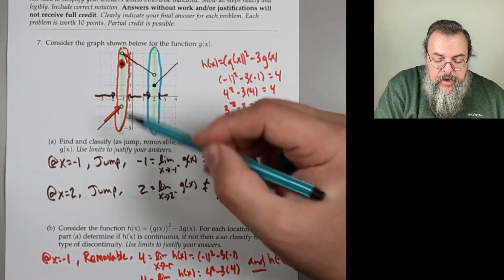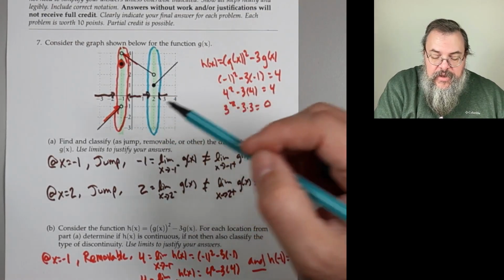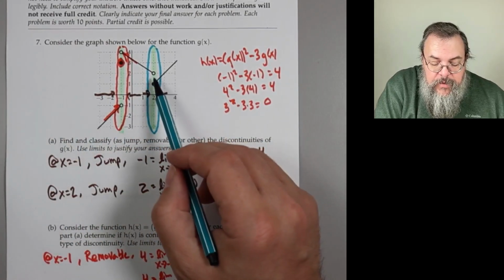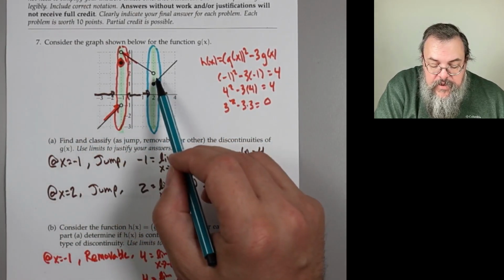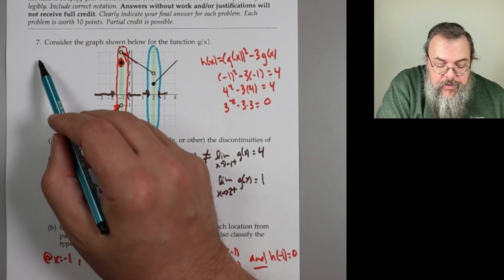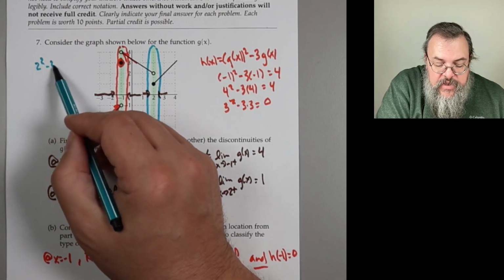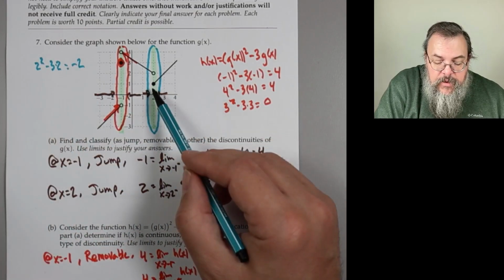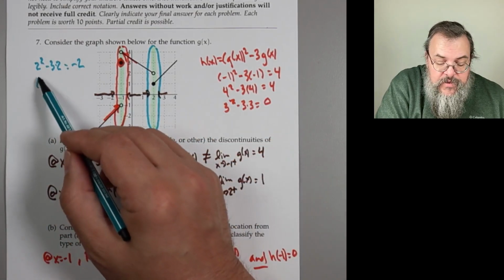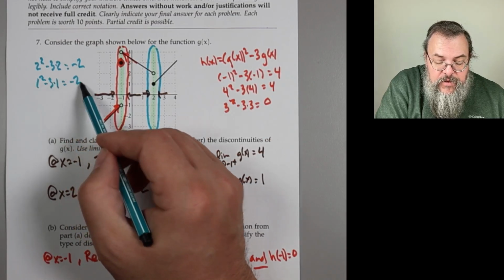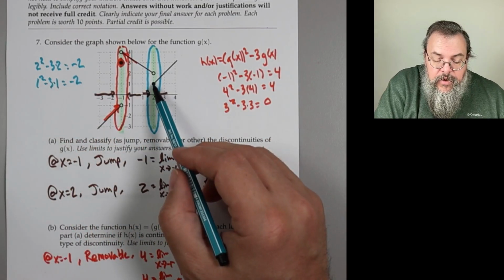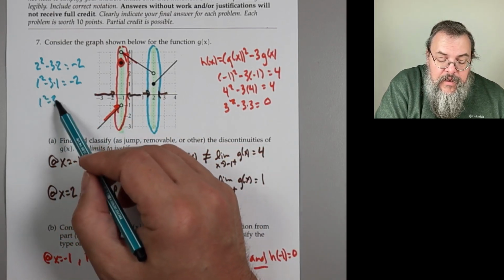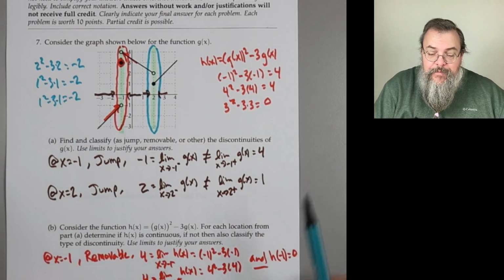So we had a jump discontinuity become a removable discontinuity. Now here we have a jump discontinuity. What do we see? From the left, we're going to 2. If we plug that in, 2 squared minus 3 times 2, that's negative 2. From the right, we're approaching 1, which is 1 squared minus 3 times 1, which is negative 2. And at 2, it's like we plug in 1. So everything is great.